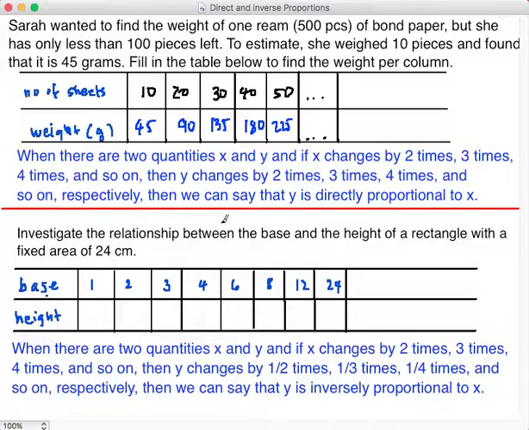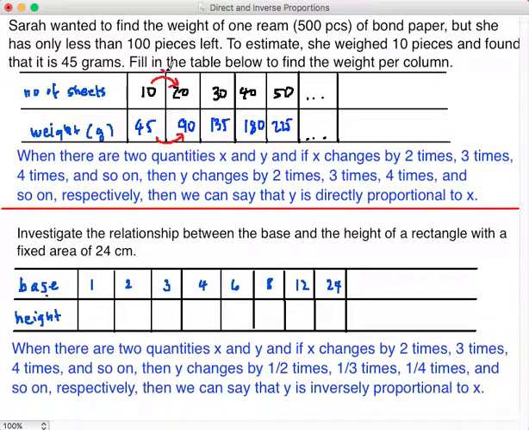So, yung number of sheets natin, pag 10, naging 45. Pag 20, naging 90. Pag 30, naging 135. Pag 40, naging 180. Pag 50, naging 225. So, sabi natin from the previous videos, makikita natin that pag nagdoble yung ating number of sheets, of course, magdodoble din yung ating weight, di ba?